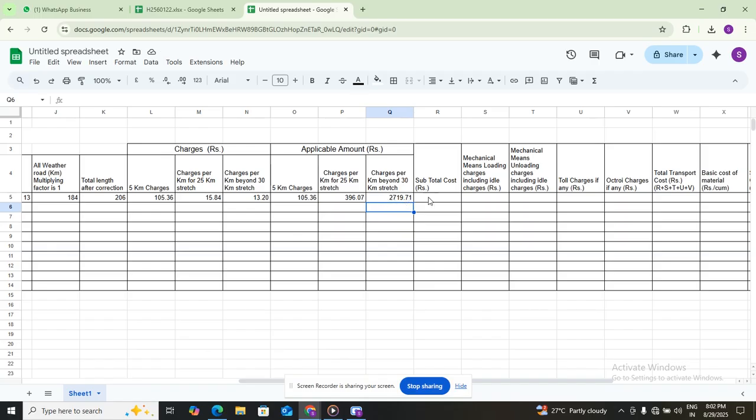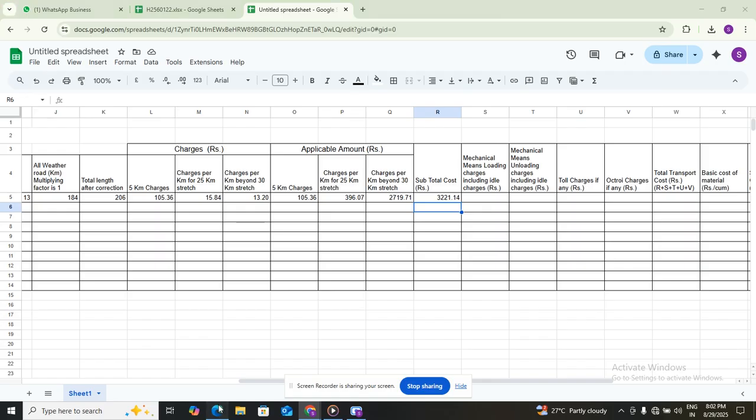What is the subtotal? What is the actual cost of the transport? Only transport, not considering anything else. Only transport up to the 200 kilometers. We need to add these three things. This is the total cost of the 200 kilometers, only transport, not any loading and unloading. We need to go into the loading and unloading next. These are only for transporting, excluding.